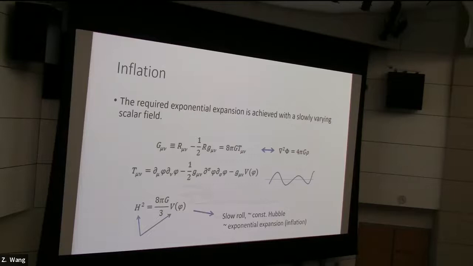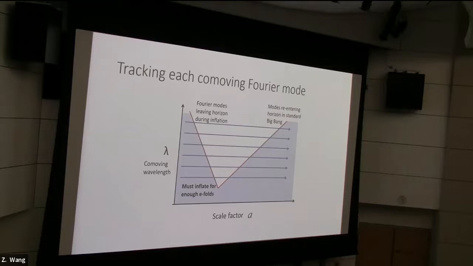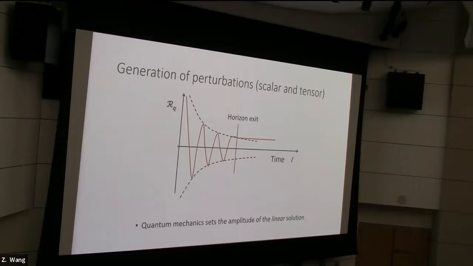This also gives an opportunity to produce the perturbations, the fluctuations we see today. In the linear regime, each Fourier mode evolves independently. During inflation, the Fourier mode leaves the horizon, one by one, depending on the wavelengths. And after the inflation ends, these Fourier modes return back into the horizon. Each one gets an amplitude randomly assigned by the uncertainty principle. So each Fourier mode gets an amplitude, but the solution looks like this. This is a linear solution whose amplitude is assigned just by chance. Not only the scalar field works this way, tensor also works this way.